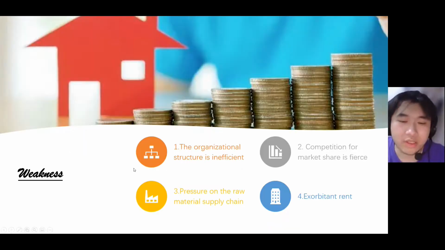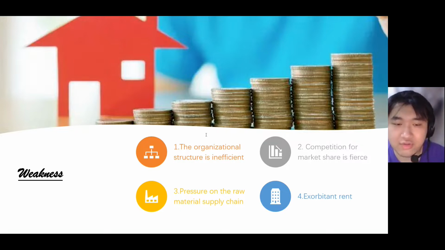So let's talk about the weaknesses. Starbucks' competitive disadvantage lies in the inefficiency of its organizational structure. Effectively managing Starbucks' more than 32,000 stores in 82 markets around the world is a challenge for any business. At the same time, many local coffee brands are eyeing Starbucks for market share because coffee is a high-end product with huge profits. On the other hand, Starbucks' supply chain is under pressure.